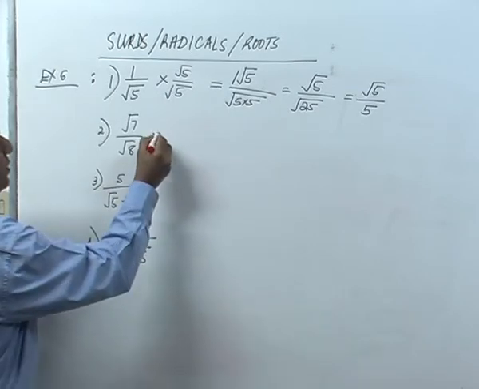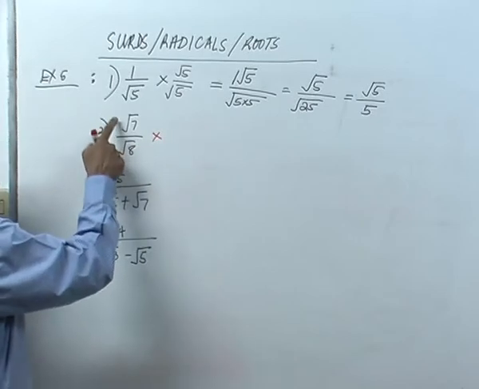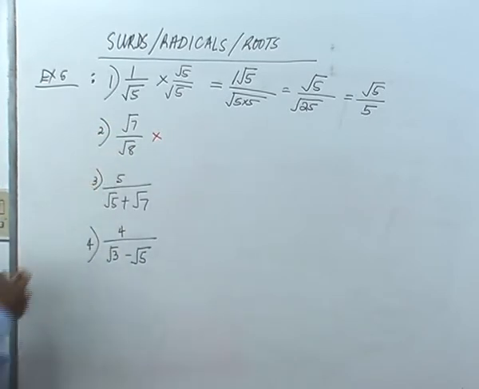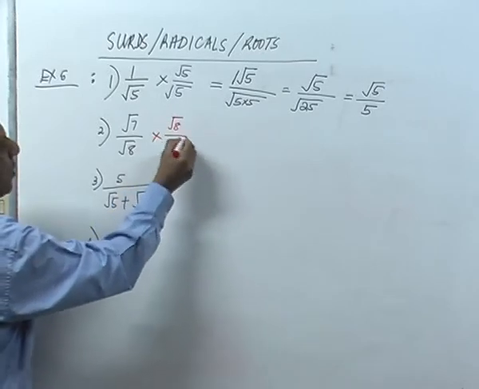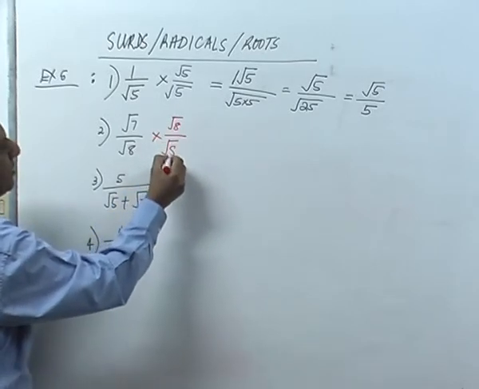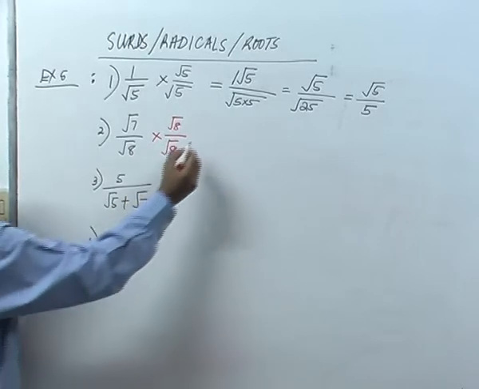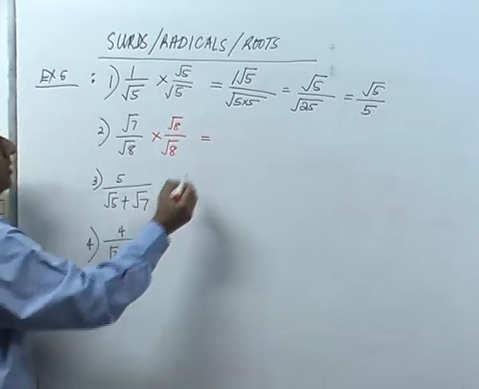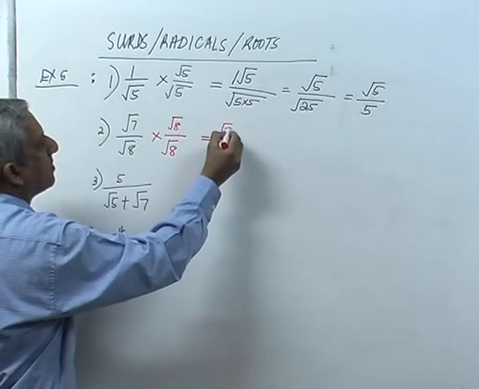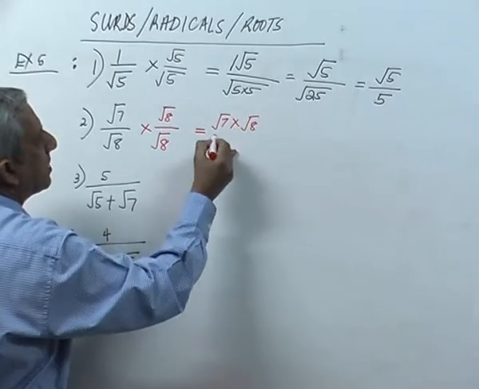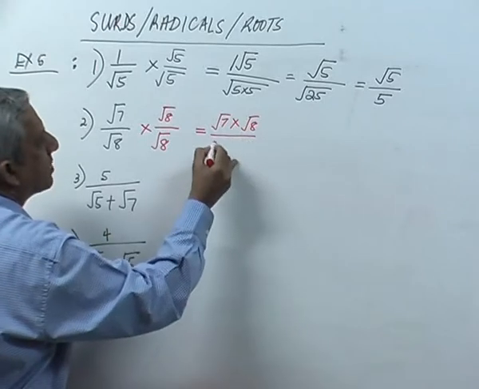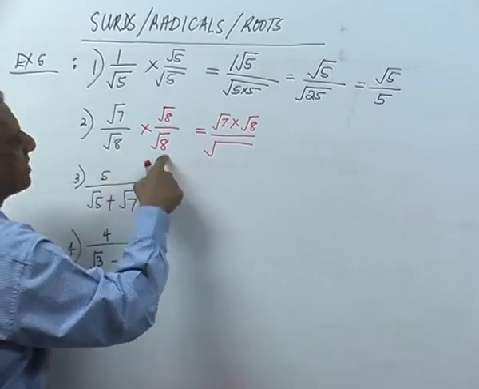So in number 2, I must not worry about the numerator. I must only worry about the denominator. So it's square root of 8 over square root of 8. So on the top, I get square root of 7 times square root of 8. In the bottom, I get square root of 8 times 8.